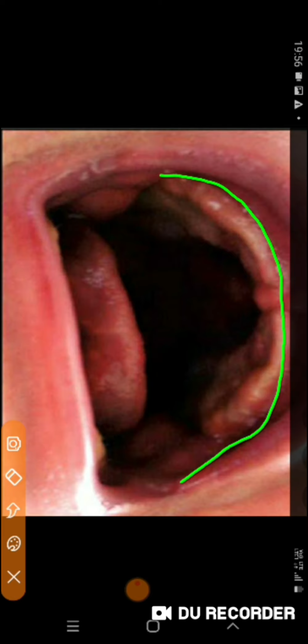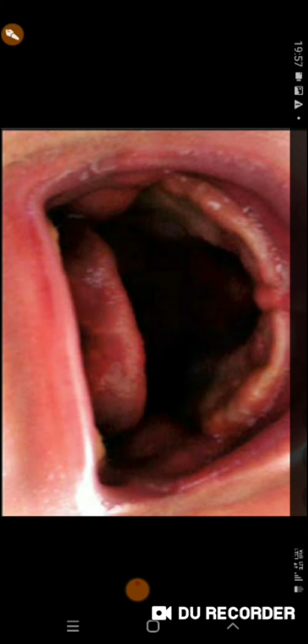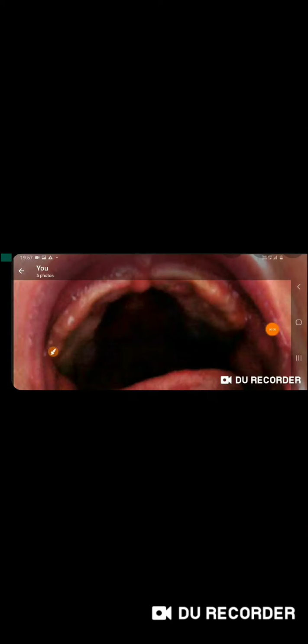Gum pads are pink in color. We can easily appreciate that it is pink in color, firm, and covered by a dense layer of fibrous periosteum. So this gum pad is a horseshoe shape in the maxillary arch.